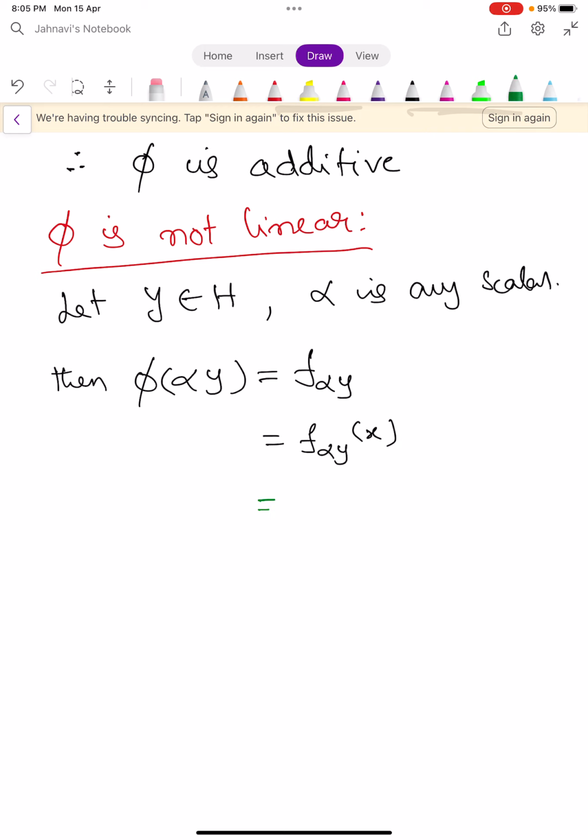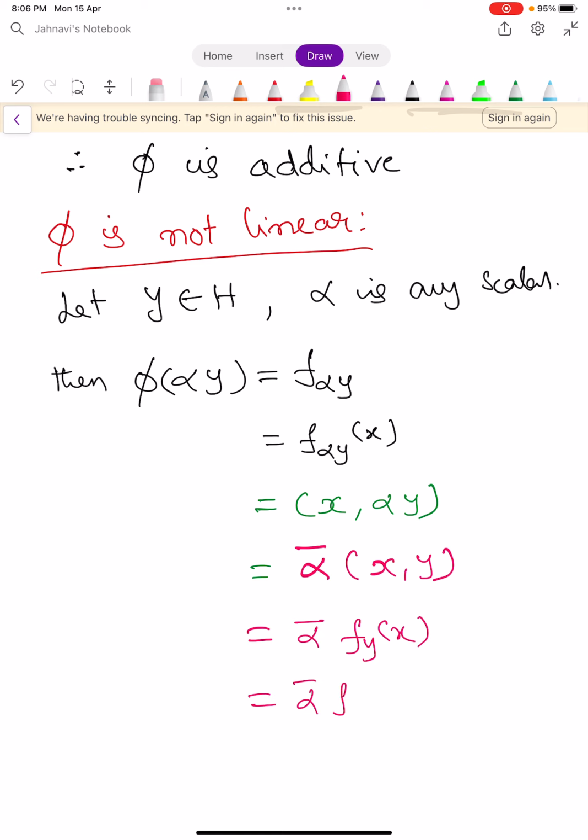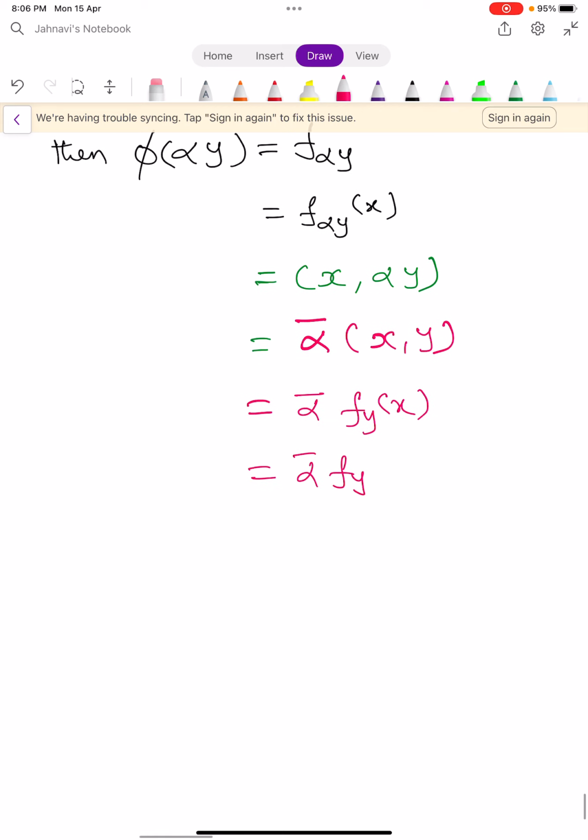By our statement, this can be written as inner product of x comma alpha y. By the properties of inner product, it can be written as alpha bar into inner product of x comma y. It can be written as alpha bar into fy of x, or simply alpha bar fy. Therefore, we show that pi of alpha y is equal to alpha bar into fy. Thus the mapping pi is not linear.